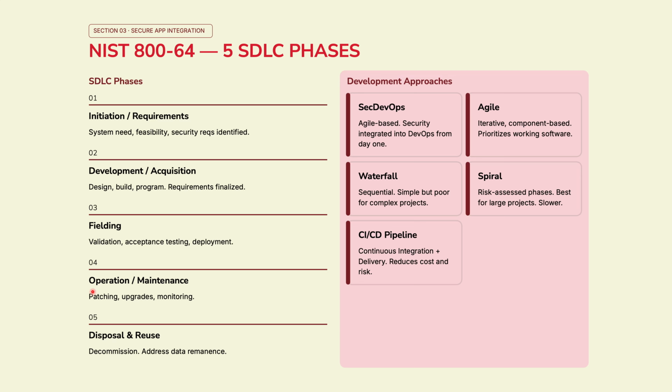Now, phase 4, operation and maintenance, is where the system performs its stated work. This phase includes patching, configuration changes, upgrades, and continuous monitoring. In fact, this is typically the longest phase and where most security incidents occur. Now, in the last phase, disposal and reuse, decommissioning, that's what it means. Data remnants must be managed through 7-pass wipes or by physically destroying storage media, like crushing, drilling, or shredding.